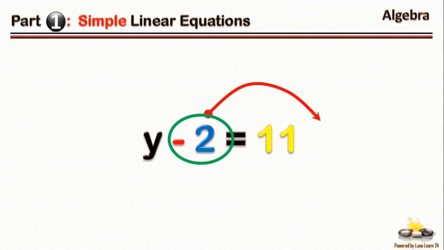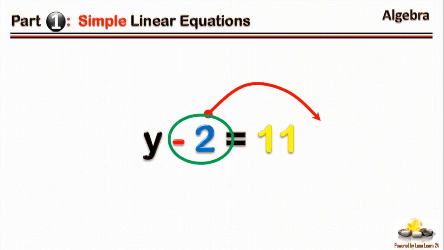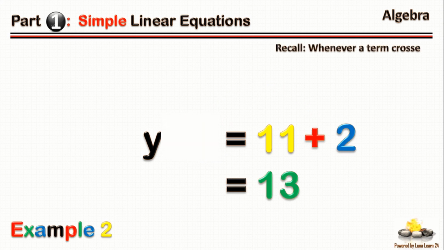So here we are going to carry negative 2 to the right hand side, and its sign will change from negative 2 to plus 2. Therefore, our y will be equal to 13. So y equals 13.